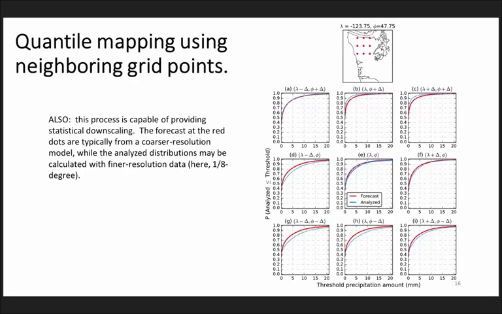Another thing that's desirable here, and sort of implicit, is if the forecast data that you're using is coarser resolution than the analysis data, then this whole procedure is providing a statistical downscaling. So that is occurring sort of under the hood here.